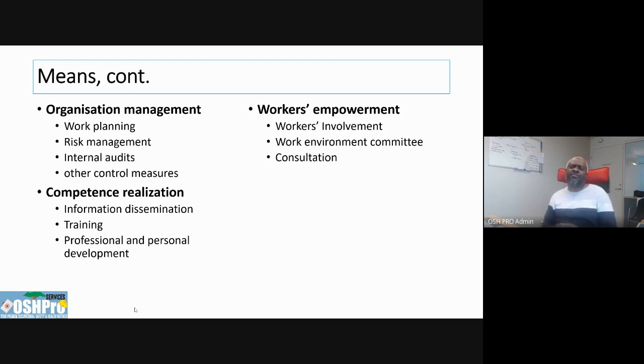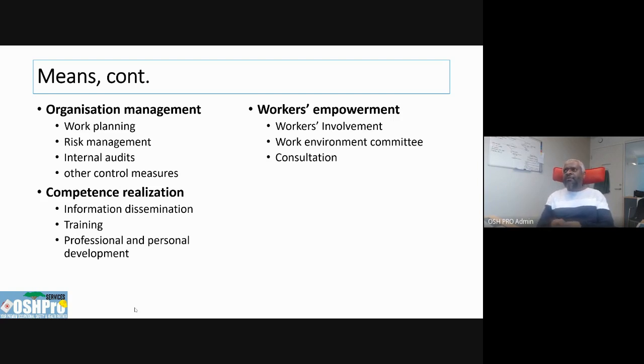Workers' empowerment. The workers are involved, as I mentioned earlier, the workers have to be involved. If you want to change the machine, you consult with the workers also, because they are the ones who are going to use it. Where you have a number of workers, maybe you need to have work environment committees that can help in decision making. You have somebody within the work environment committee who can see something happening and tell the workers, stop doing this work because it's not safe, and they should not be punished for that.